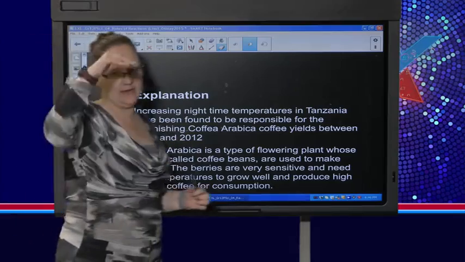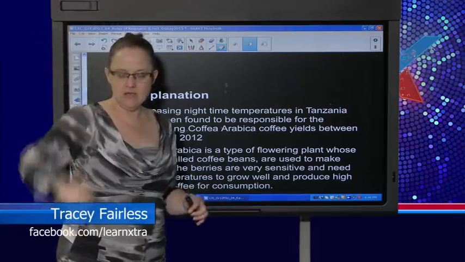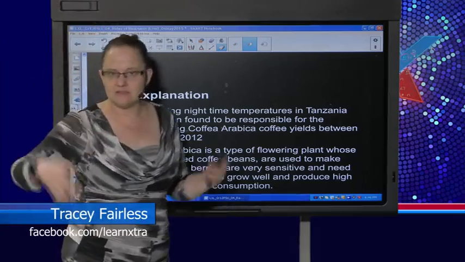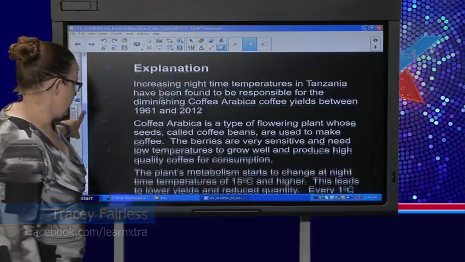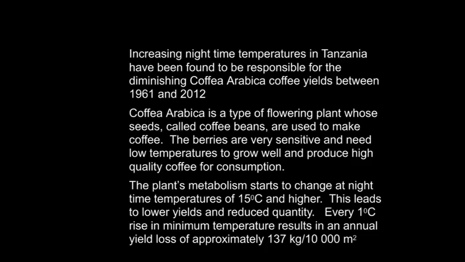Now, Tanzania is quite high up, so it's got a very moderate climate anyway. I mean, their nights will be warmer than ours anyway, okay? But what they found is at night, if the temperature is 15 degrees or higher, the plant's metabolism changes. So now what happens is it doesn't produce coffee anymore because its metabolism has changed, so our yield is lower, and it's a bad quality. You can't actually consume it.